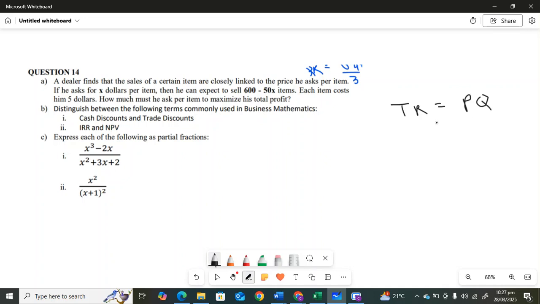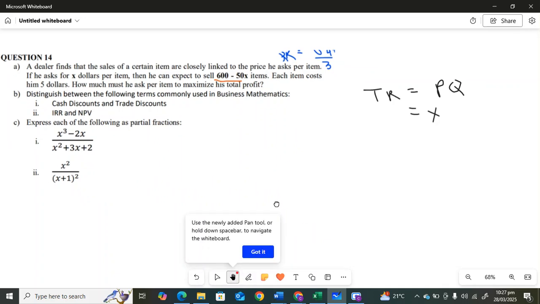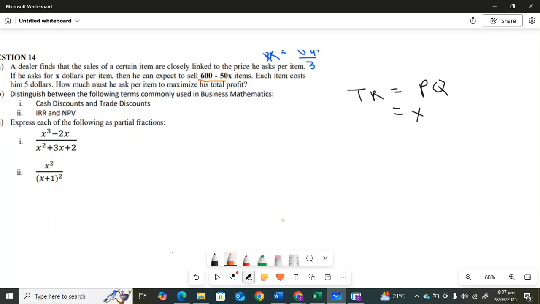What's the price in this case? The price is X, because they've told us he asks for X dollars per item, so that's the selling price. Our quantity in this case is this 600 minus 50X items. That is our quantity, so Q, replace it with 600 minus 50X.